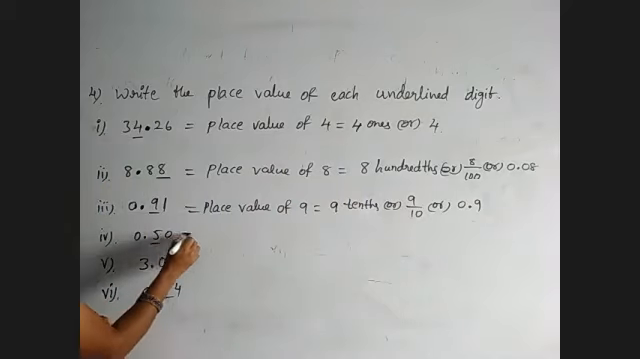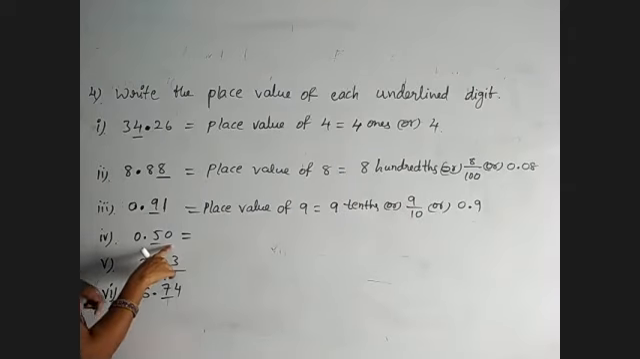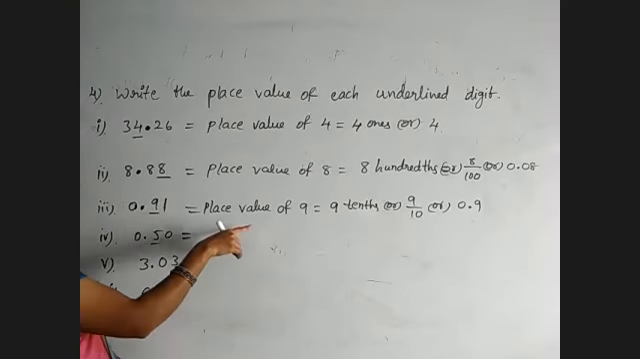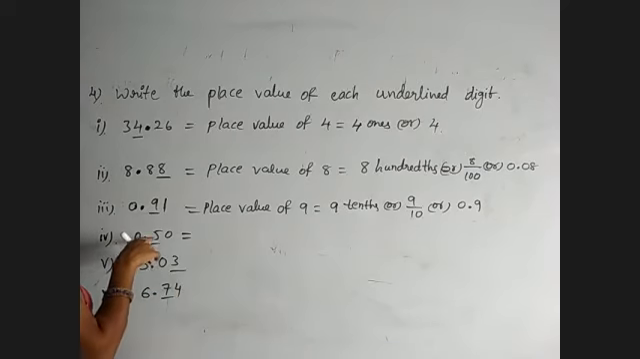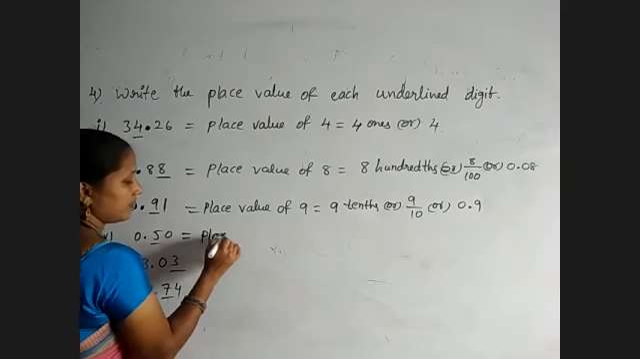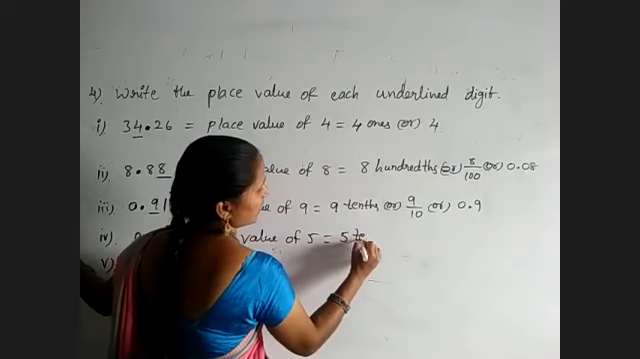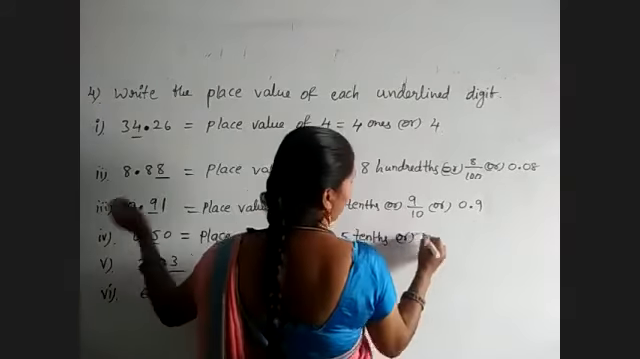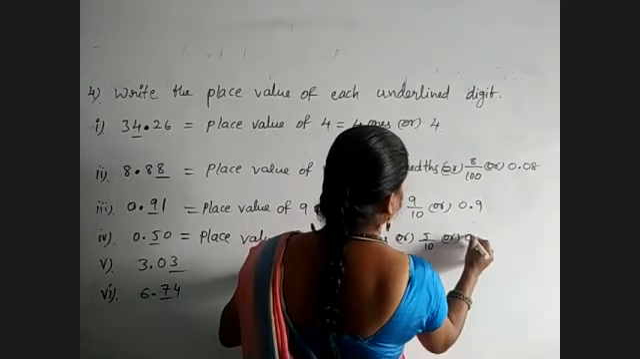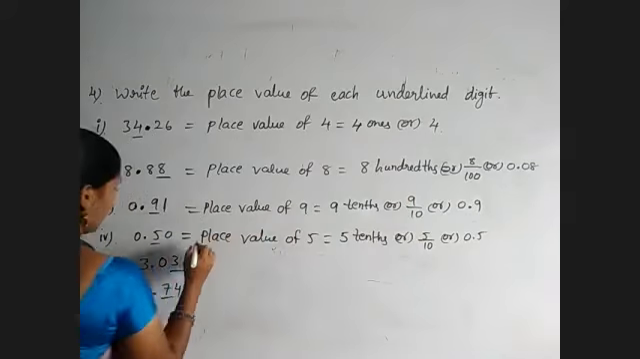Okay. Now coming to this one, 0.50. Already I told you, if we insert zeros after the decimal point at the end, there is no change in value. It is equal to 0.5 only. So 5 is in the decimal portion and it is the first digit, same as 9. That means the place value of 5 is 5 tenths, otherwise 5 by 10, otherwise 0.5. And coming to the next question.